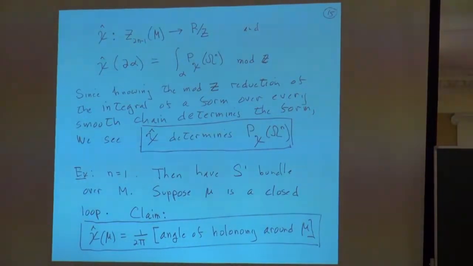So let's look at one really simple example. N equals 1. I have an S1 bundle over M, and the S1 bundle has a connection and so on. It's the sphere bundle of a two-dimensional Riemannian vector bundle over M. And now I'll take a closed loop, and I'm supposed to get a number. So what's the closed loop going to be? What's the answer going to be? Chi hat of mu. Well, it's going to be nothing but the angle of holonomy. Okay? We have a connection in this circle bundle. You go around, you come back, you twist through an angle, normalize that by 2 pi, and that's what this is. And let's prove that because it's very, very simple.